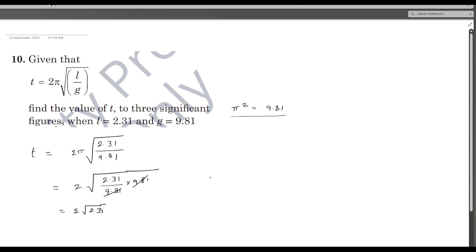This 9.81 will cancel, and now the result is 2 root 2.31. Now this 2.31, we can find its square root. So we will first make pairs like this. Then here the perfect square number less than or equal to 2 is 1. So I will start with 1 only. So 1 times 1 is 1. Subtract 1. Here you will get result 1. So then write decimal here on top and then bring this 31 down. Add this 1 to this one. 1 plus 1, it will become 2.